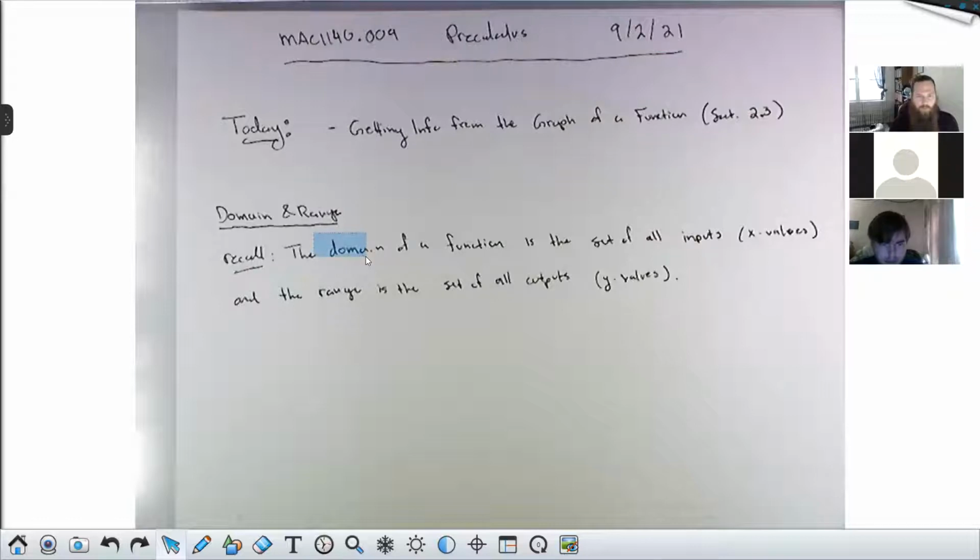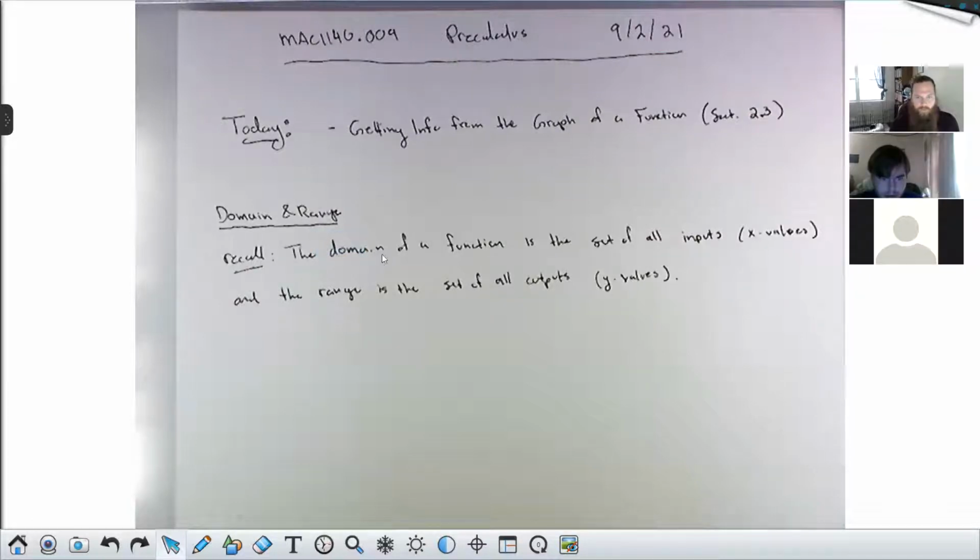What is the word before the colon? Inputs? Inputs, yeah, before the colon. Recall? Recall. Oh, I'm sorry, I didn't hear you say that. No, that's okay, my handwriting is not perfect. Yeah. So recall, the domain of a function is the set of all inputs or x values, and the range is the set of all outputs or y values.